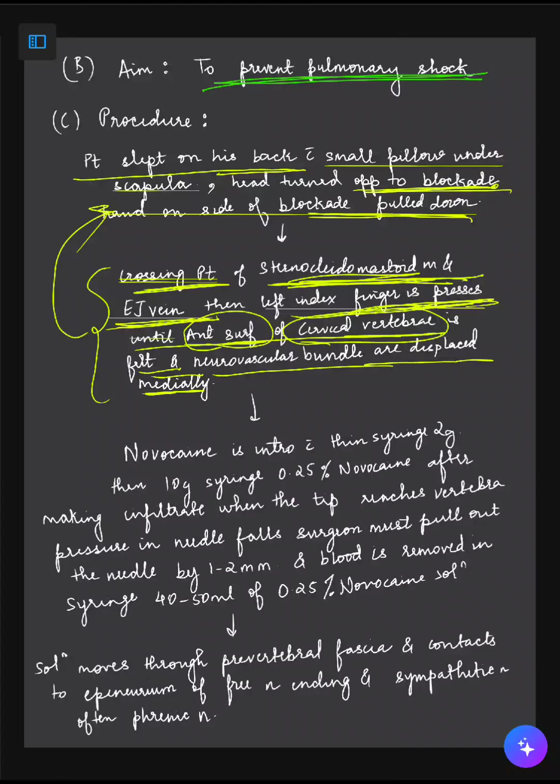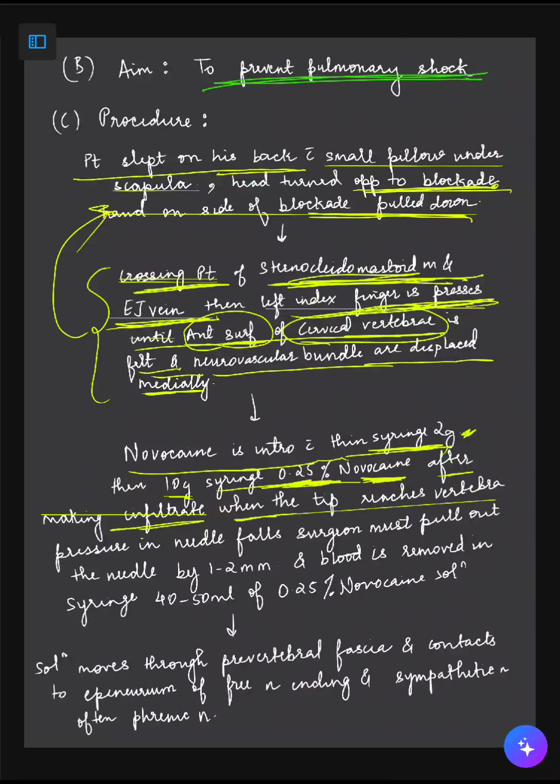Now, next what should we do? Novocaine is introduced with a thin syringe of 2 grams, then a 10 gram syringe of 0.25% Novocaine after making infiltration, when the tip reaches the vertebra. We have shifted the neurovascular bundles medially. Fine. Now we are taking a syringe of 2 grams of Novocaine, putting a thin syringe into it, then a 10 gram syringe of 0.25% Novocaine after making infiltration. Infiltration is done of that region.